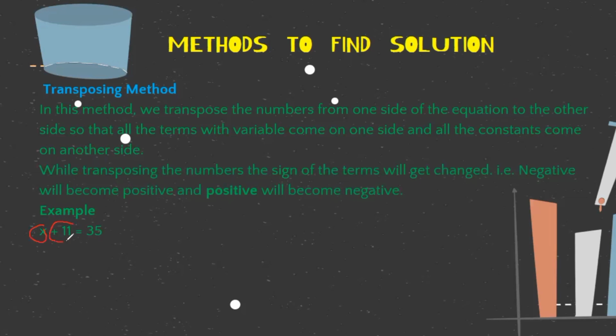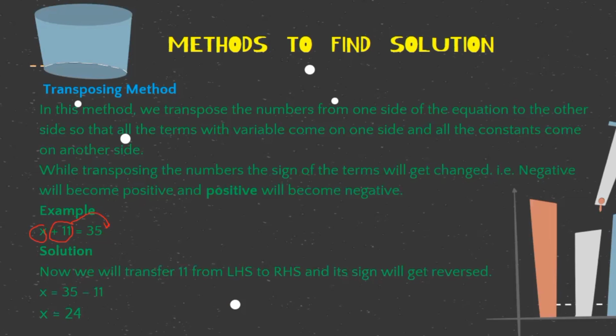You need to transfer this plus 11 to the right hand side. Now you can see this 11 is attached with the plus sign. When this plus 11 is transferred to the right hand side, the sign of 11 will change and it will be minus 11. So x is equal to 35 minus 11. So x is equal to 24. So this is the solution of the given equation.